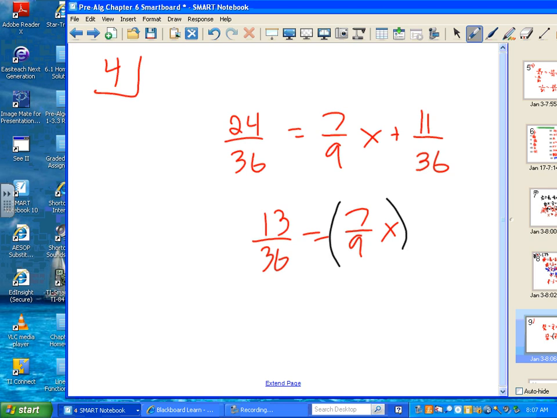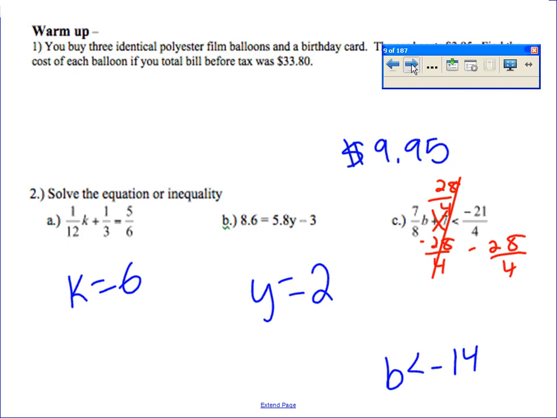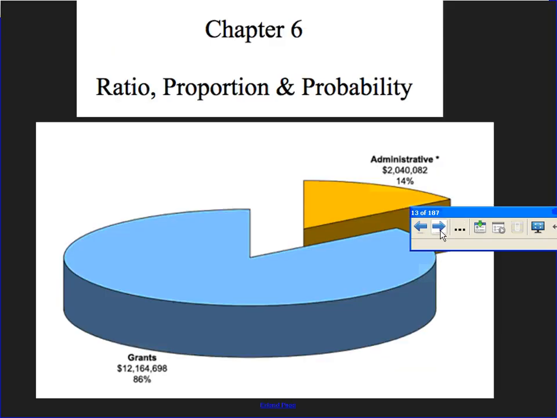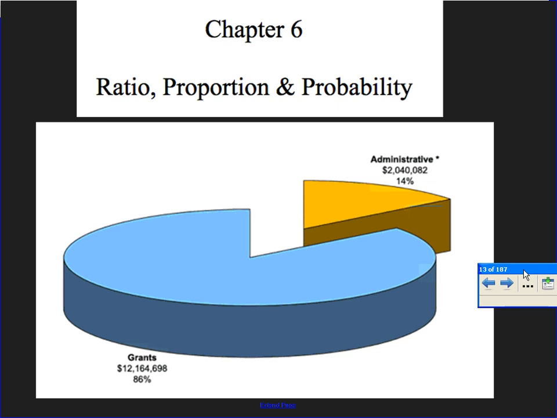Anyone else? Okay. I am going to wait to clean out binders until tomorrow because of time. So don't worry about cleaning out binders. We will do that as part of the warm-up tomorrow. I want everyone to go to your chapter 6 note packet, and we'll do that tomorrow. Just open up to the first section.